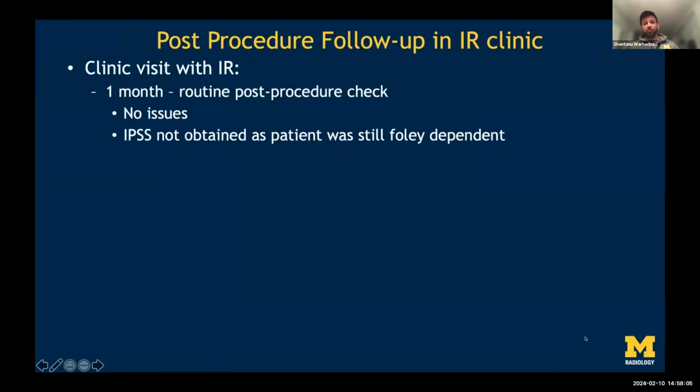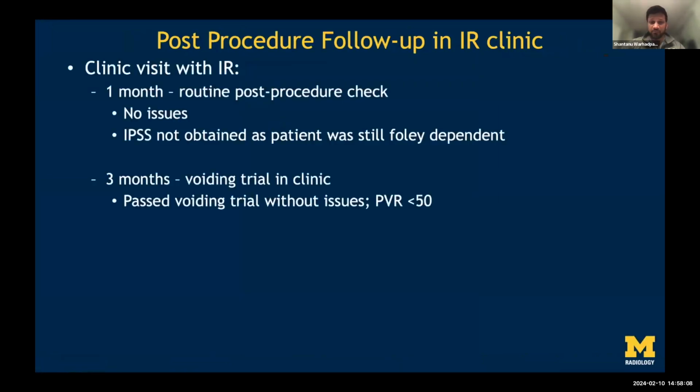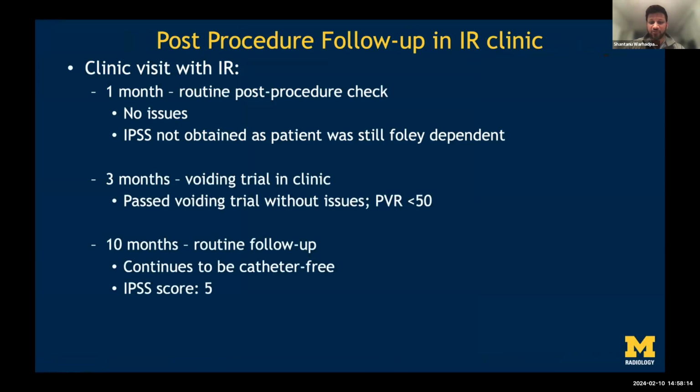Patient did great. I saw him at the 1 month mark. Remember, he had an indwelling Foley. Big deal for him. That was the goal, to get that Foley out. At the 3 month mark, we took the Foley out in clinic. He passed the voiding trials. PVR, post-void residual, was less than 50, which is great. And 10 months later, he continues to be catheter-free. His IPSS is negligible. So super, super happy.